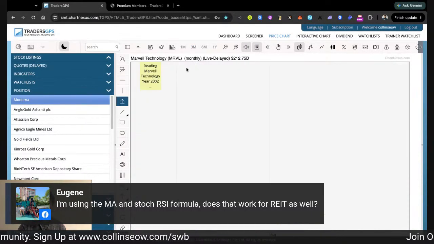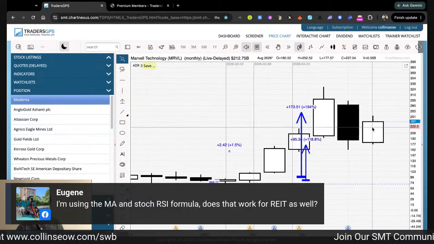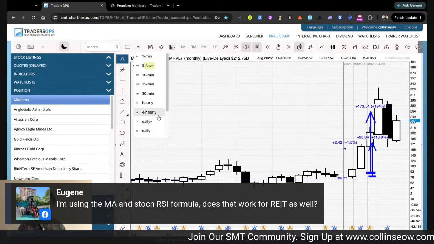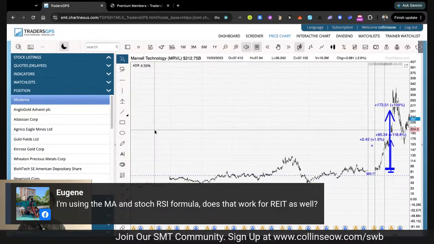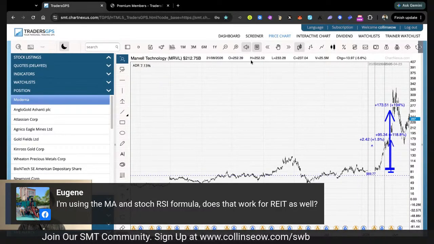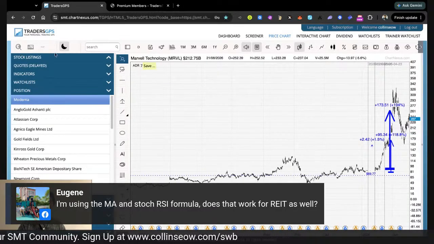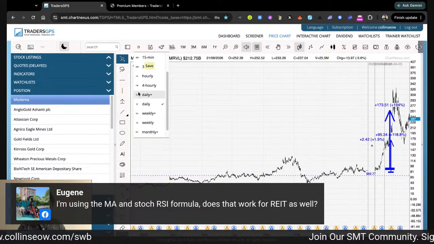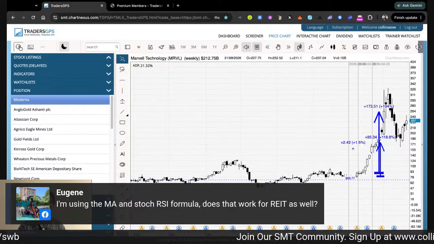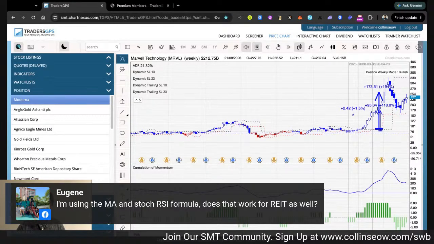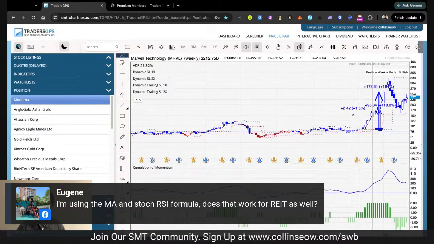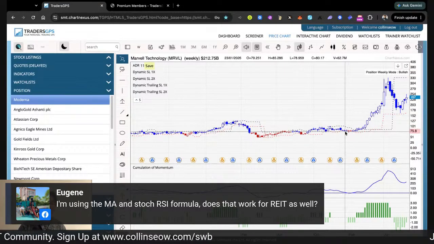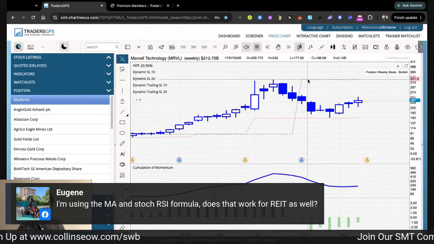Let's do Marvell, because you never see the time frame, right? So I go into position daily first, then position weekly. Big time frame and small time frame. The big time frame, the weekly chart, is still bullish. If you all can see that, this is an IV stock, right? Still bullish.